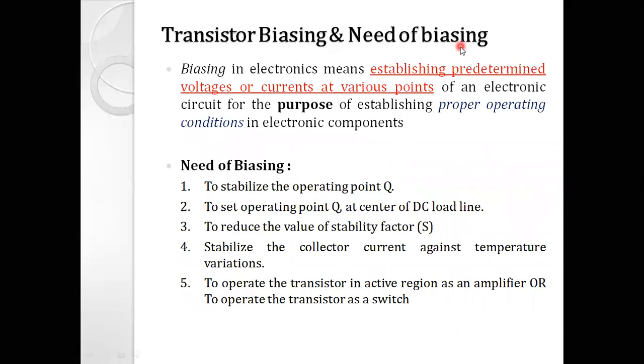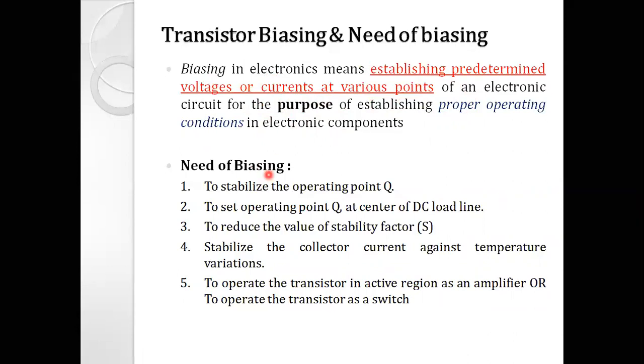Transistor biasing and the need of the biasing, right? So biasing in electronics means establishing predetermined voltages or currents at the various points of an electronic circuit for the purpose of establishing proper operating conditions in electronic components, right? So we can achieve a specific function from the transistor by connecting a DC source between the terminals with the appropriate polarities.